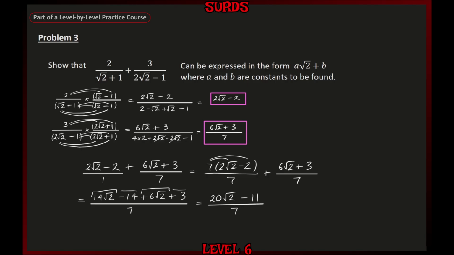Now this is actually simplified, but to get it into the required form, we need to split the 7 amongst the two terms in the numerator. So starting with 20 root 2, 20 root 2 divided by 7 can just be written as 20 over 7 root 2. And minus 11 divided by 7 can just be written as minus 11 over 7. And it's now in the required form where a is 20 over 7 and b is minus 11 over 7. So 20 over 7 root 2 minus 11 over 7 is our final answer to problem 3.